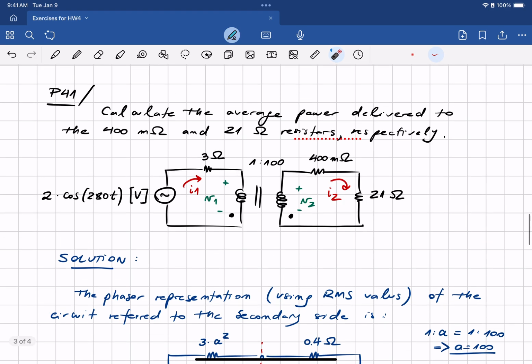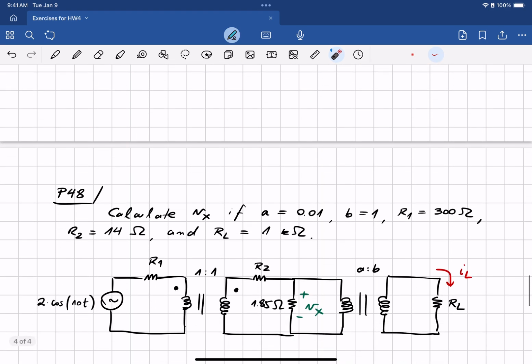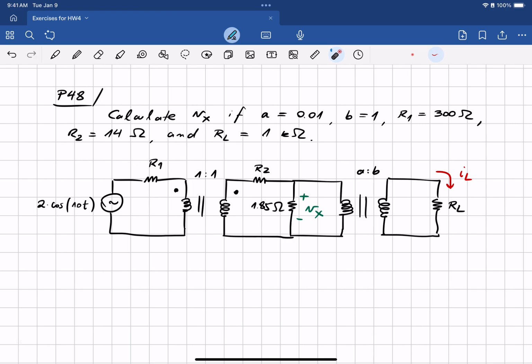Let's apply that to another problem. I have prepared problem 48. In this case, calculate Vx. We have two transformers, or two coupled inductors here, and we have all the values that we need, essentially. We need to calculate Vx. We have A and B, we have this ratio here, we have R1, R2, and the load. Perfect. We have all the values on this circuit. What do we do?